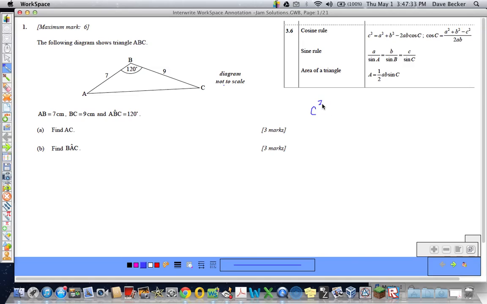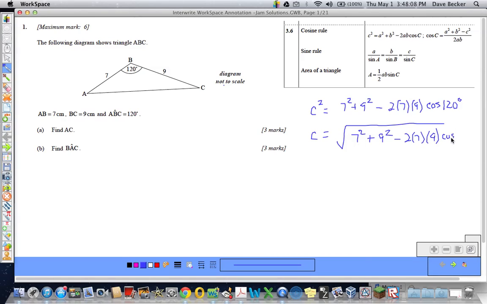So I would just say C squared equals 7 squared plus 9 squared minus 2 times 7 times 9 times cosine of 120 degrees. Quick, what's the cosine of 120 degrees? Negative 1/2. Good. So then C would equal the square root of 7 squared plus 9 squared minus 2 times 7 times 9 times cosine 120 degrees. I'm just rewriting this. You don't necessarily have to do it.